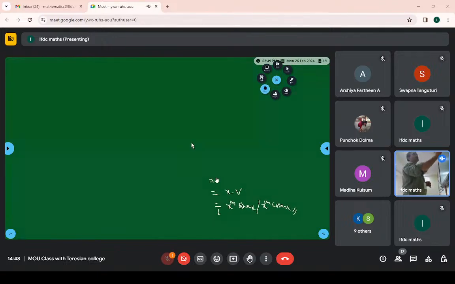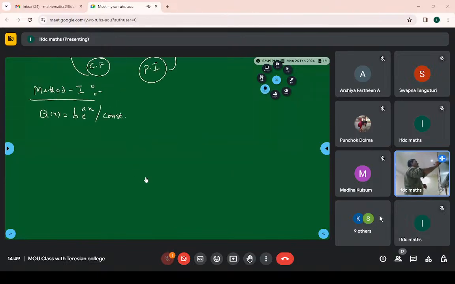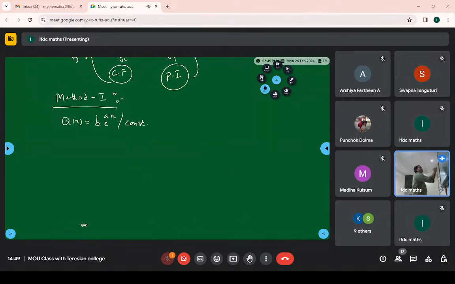So what is the procedure to solve this kind of equations? Here I am in method number 1. First we need to write f(D) y = Q(x). This is the standard equation. If I want to find y_p, it is 1 by f(D) into Q(x). Is it clear to everyone?